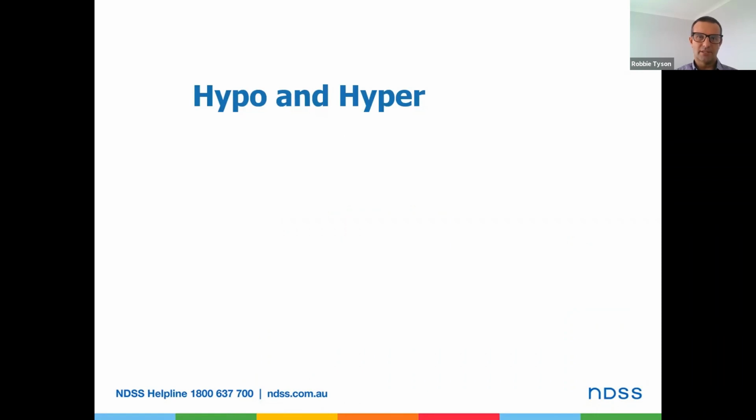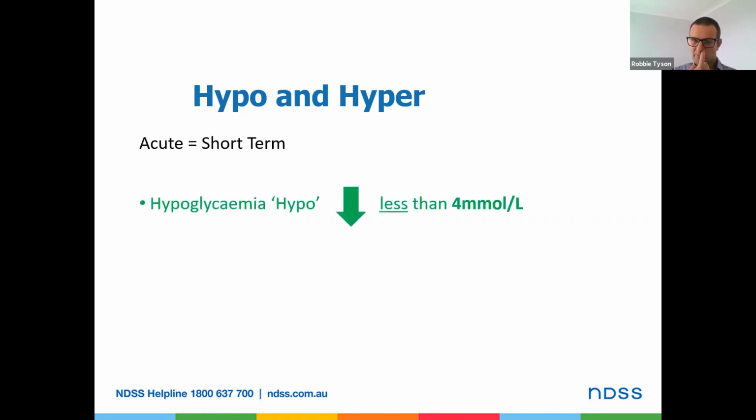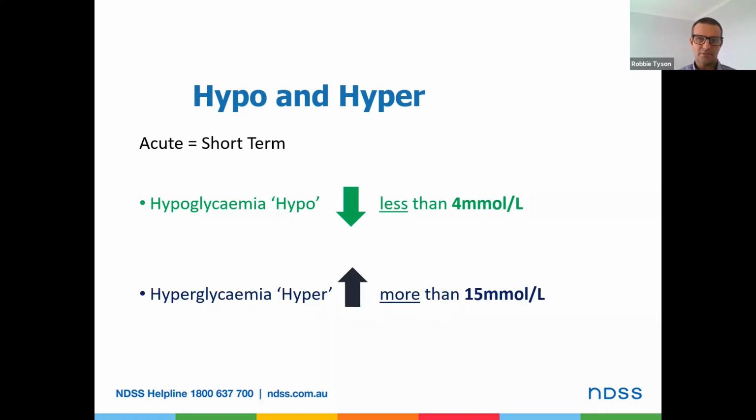Quickly looking at low blood glucose levels, so a hypoglycemic event, and a hyperglycemic event. Acute means the short term. So if we've got a blood glucose level that's less than 4 millimoles, the textbook says that is a hypoglycemic event. And we should treat that with the appropriate fast-acting glucose that we'll look at in a moment. A hyperglycemic event is more than 15 millimoles per litre.